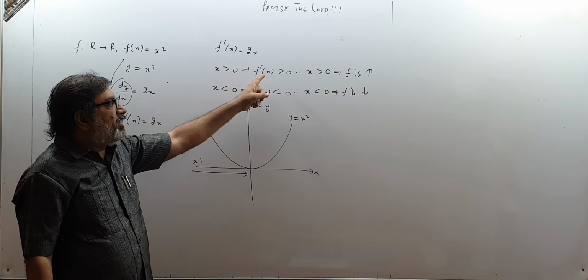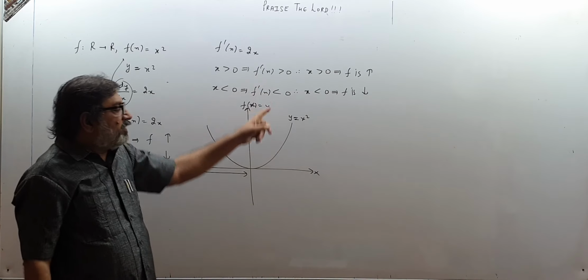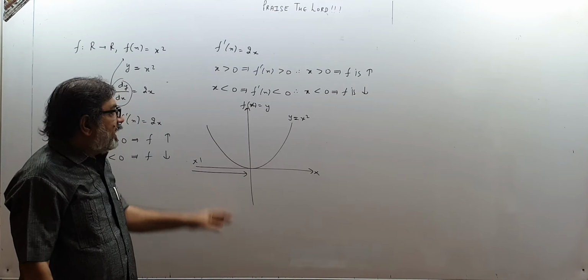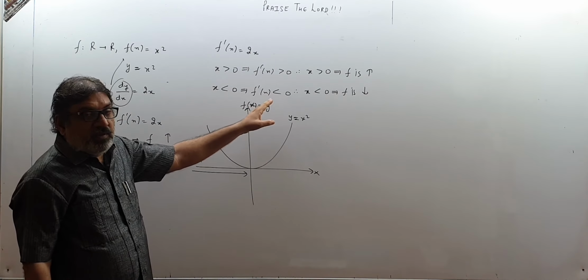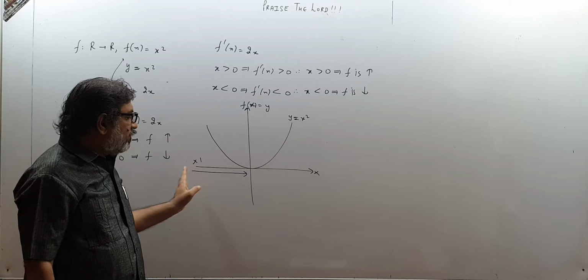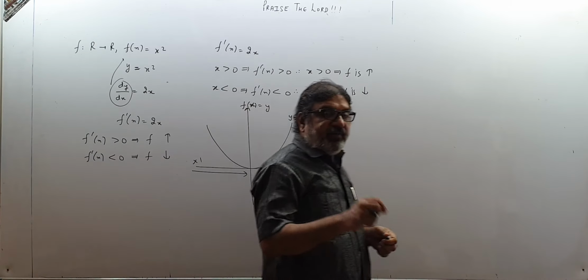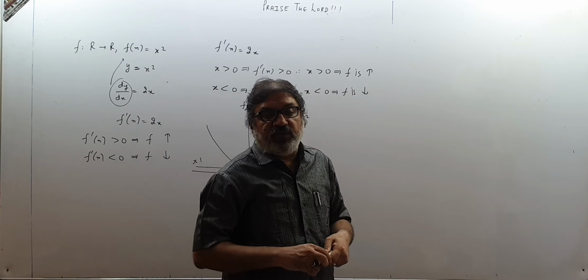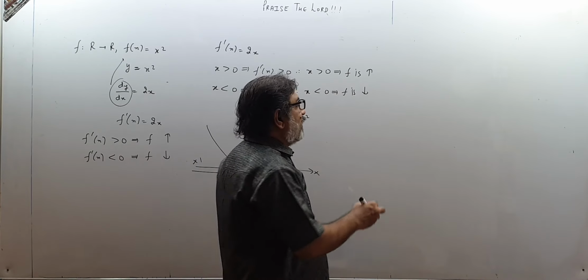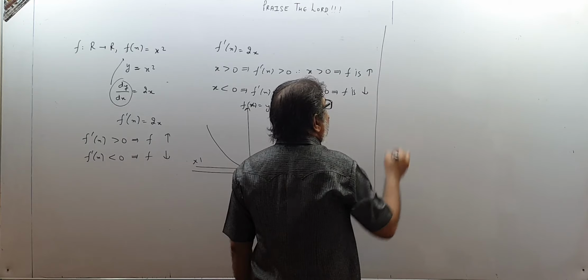You can see for yourself. X is positive, f dash x is positive. That means our function is increasing. Yes, very true. X less than 0, f dash x less than 0, it is decreasing. Very true. As we go from here to here, the function is coming down. So with the help of derivatives, we have to find out whether your function is increasing or decreasing. Let us take up one more example to make our things very clear.